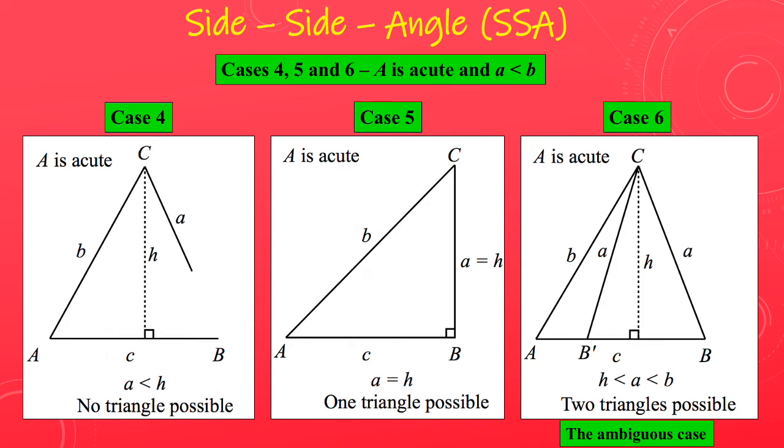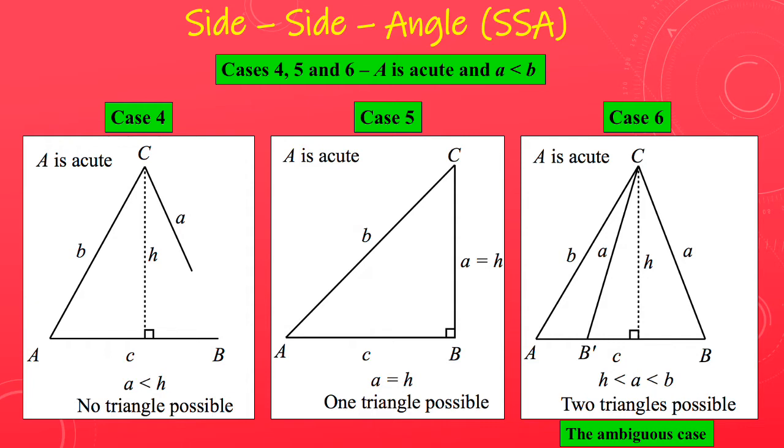Case 6 is the tricky one. We still have acute angle A, and we still draw our perpendicular h from C down to line segment AB. But now, little a is greater than h. And you can see by the picture that there are 2 possible ways of drawing this triangle: A, B, C, and A, B prime, C. So 2 triangles are possible.